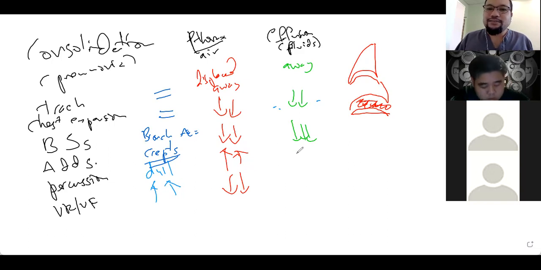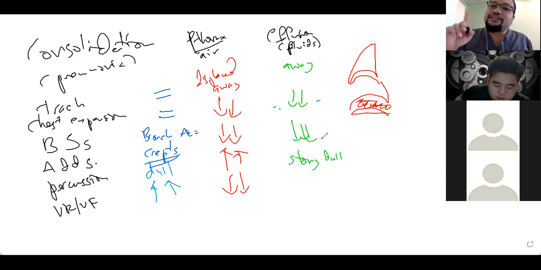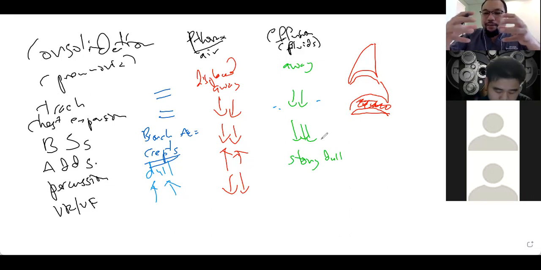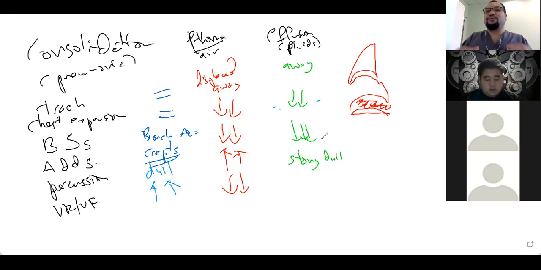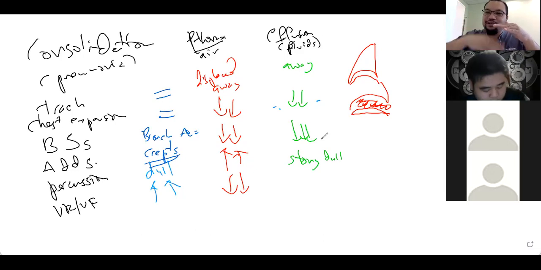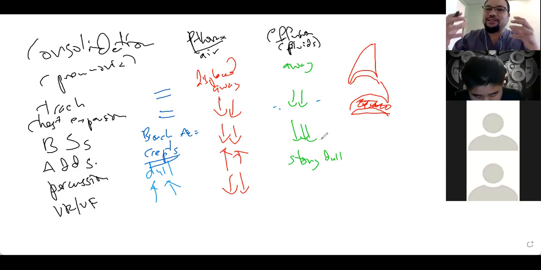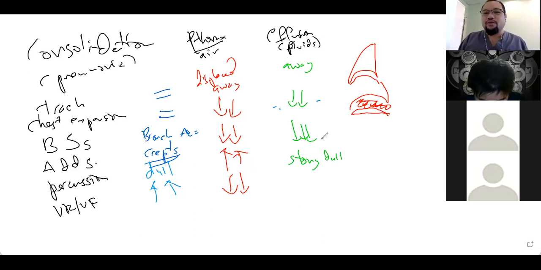Percussion. Stony dull. Sebab apa stony dull? Because of the counter pressure daripada fluid itu. So counter pressure creates like a same structure dah. Between the anterior wall tu dengan dia punya bawah tu, it becomes a same side because of the counter pressure from the fluid.